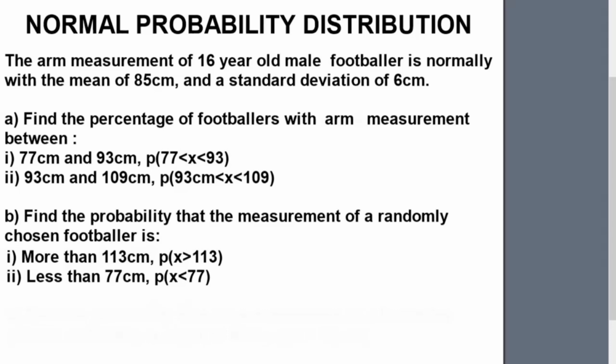Let's look at the question before we get the Casio calculator. The question says the arm measurement of 16-year-old male footballers is normally distributed with a mean of 85 cm and a standard deviation of 6 cm. We are asked to find the percentage of footballers with arm measurement between 77 cm and 93 cm. This is how you present it in interval notation. We also have to find the percentage of footballers with arm measurements between 93 cm and 109 cm. This is how you present it in interval notation, and this is a big part of it. Having known this, let's get the Casio calculator and go into the details.